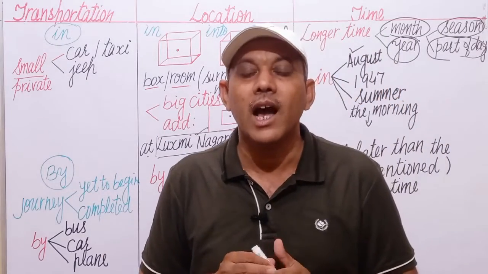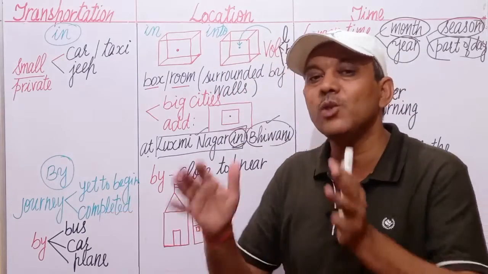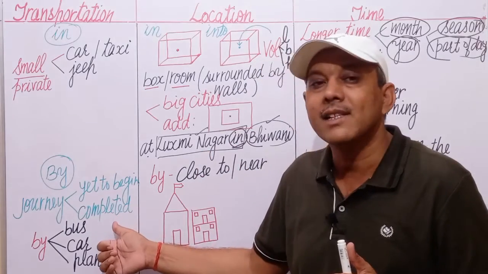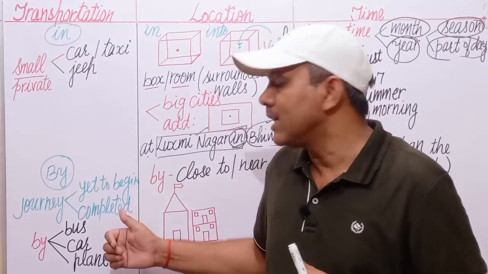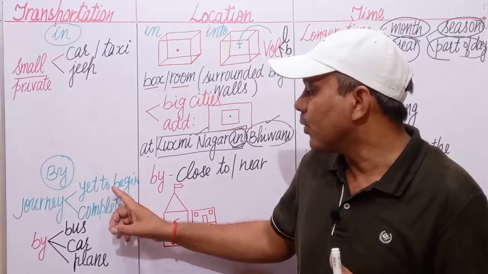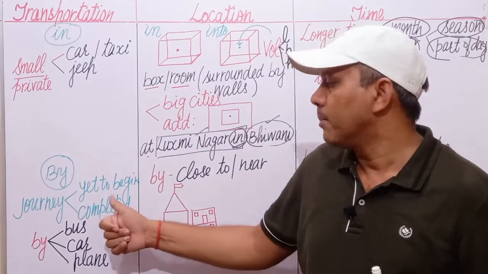For example, if a relative comes to your house, you ask them, how did you come here? How did you get here? He can say, I came here by a train, by bus, by plane. In this way we use by in case of transportation.